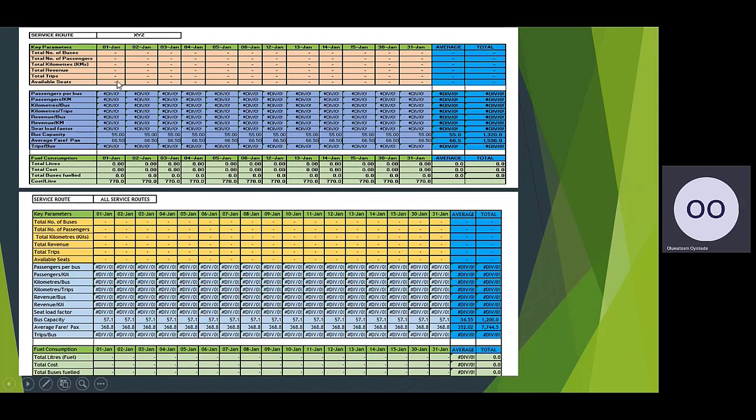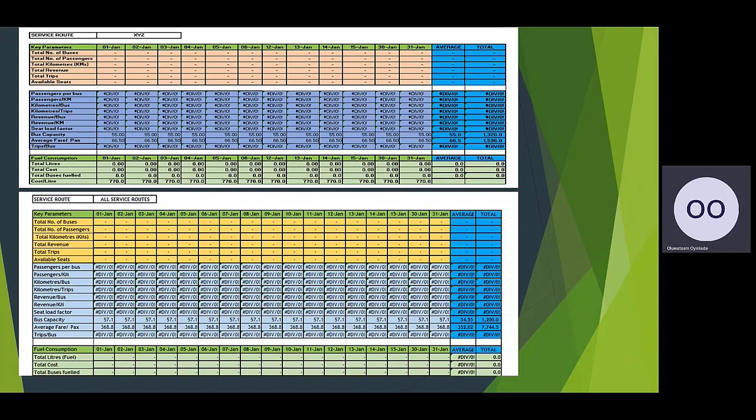So the formula to that will help you to calculate the seat load factor, so available seat in the vehicle at the end of the day. Then from there, you're now able to look at the passenger per bus. So number of passengers that have been carried today, total number of buses used, what's the passenger per bus. You're able to look at the passenger per kilometer per bus, kilometer per trip. These are some of the things I mentioned earlier during the presentation.